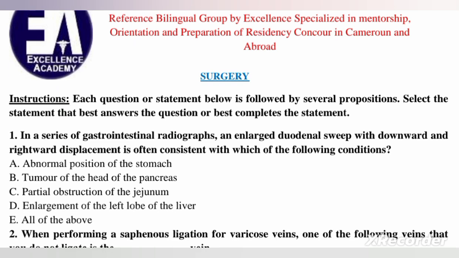So there are questions of surgery, the instructions. Each question or statement below is followed by several propositions. Select the statement that best answers the question or best completes the statement.